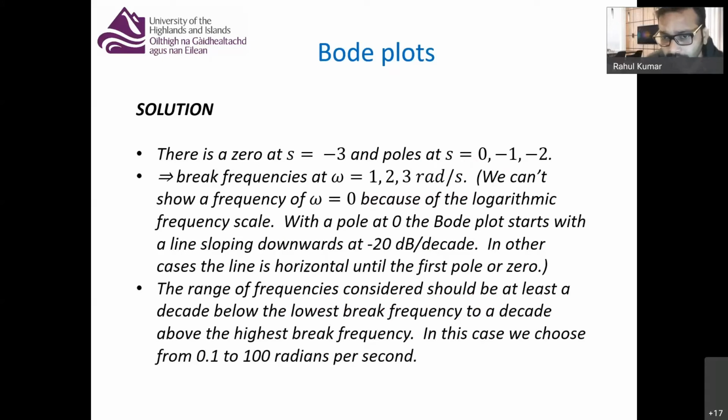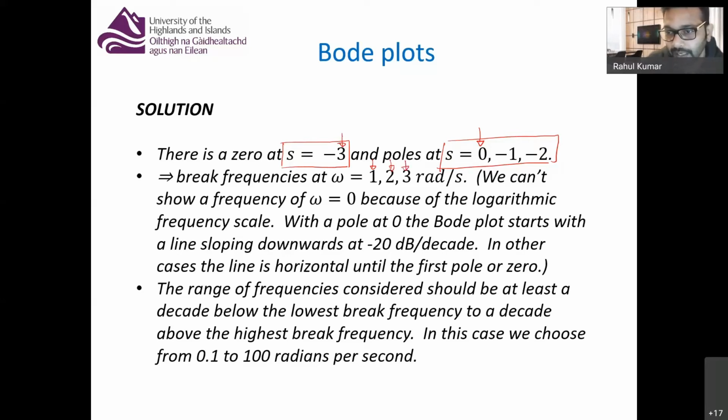Similarly, I've mentioned it here. We get a zero at S equals minus 3, and we get 3 poles, one of them at S equals 0. So we'll get 3 break frequencies. The first break frequency will be at 1, the second at 2 radians per second, and the third, because of the zero, will be at 3 radians per second.